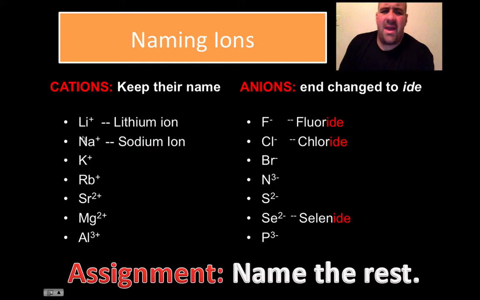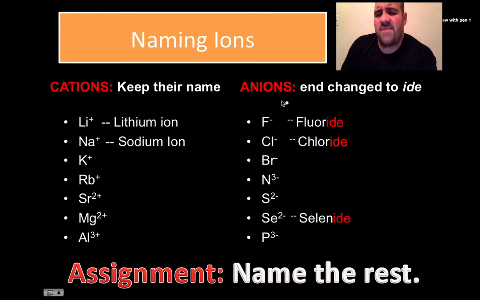And how do we name ions now? Well, simple rule. Cations, all the metals that lose electrons and become positive, keep their name. Lithium is called a lithium ion. Sodium, +1 means it lost an electron, is called a sodium ion. We don't name it anything special. Potassium, rubidium, and so on. What I want you to do as an assignment is name the rest of these. And yes, this is that easy. These keep their name.